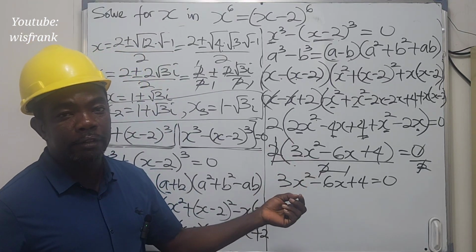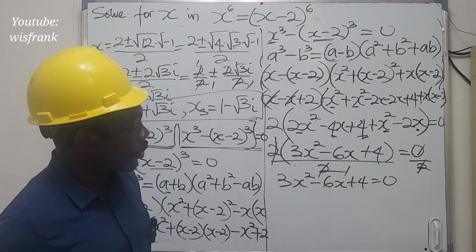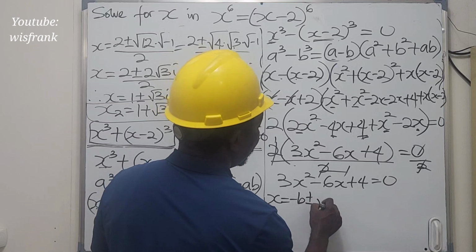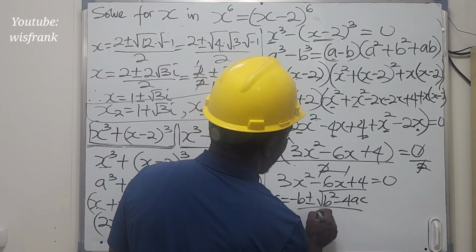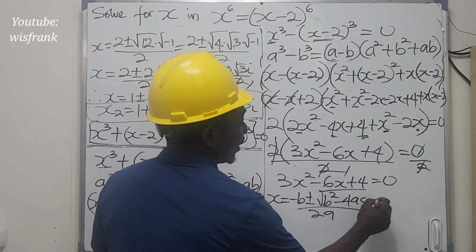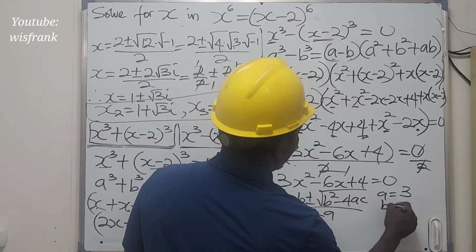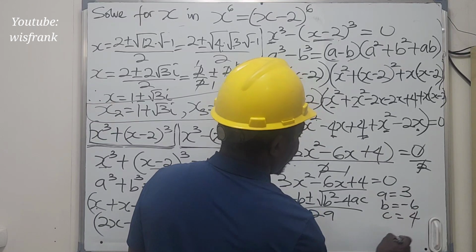So this is what we are now left with, and it's a quadratic equation. We are going to use a quadratic formula for us to find the value of x in this equation. So using x equals to minus b plus or minus square root of b squared minus 4ac all over 2a. In this case, our value of a equals to 3. Then our value of b equals to minus 6. Then our value of c equals to 4.